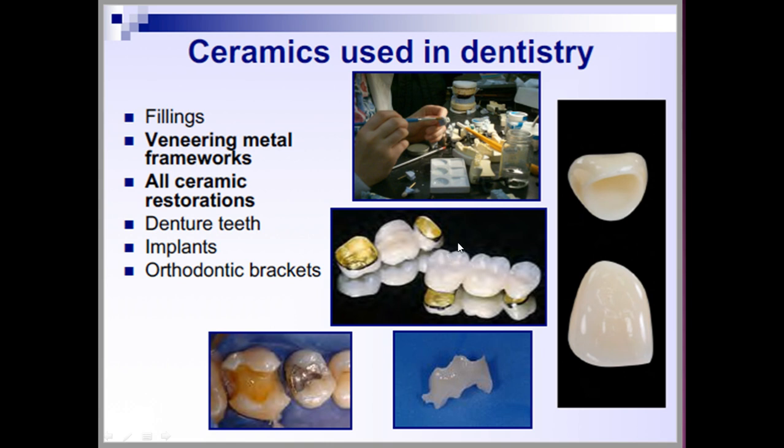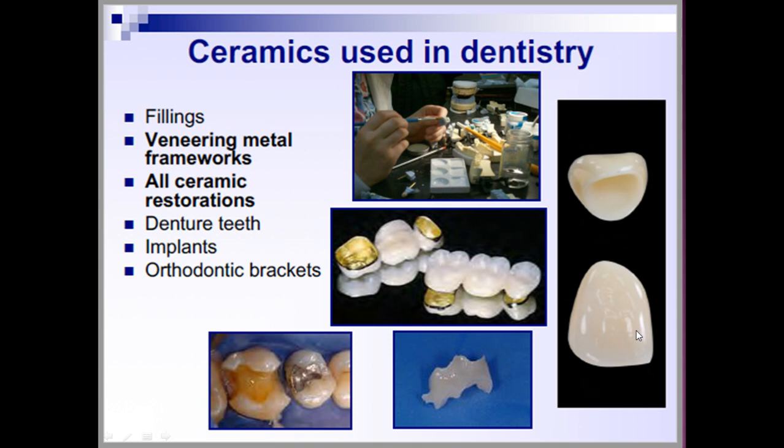The first and foremost use of ceramic is porcelain jacket crowns. Then we have veneers. A veneer is nothing but a case where only a part of the tooth is covered by the ceramic structure. That can be the labial surface or the anterior surface of the tooth. So, veneers. Then we have post cores.